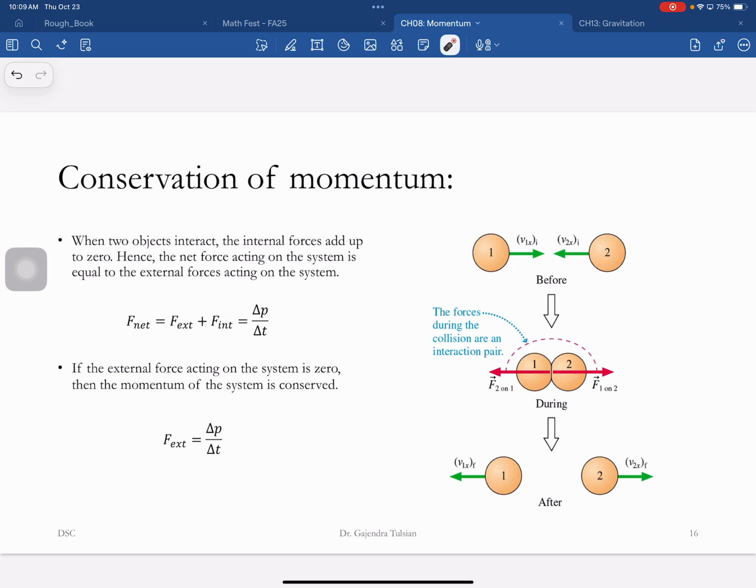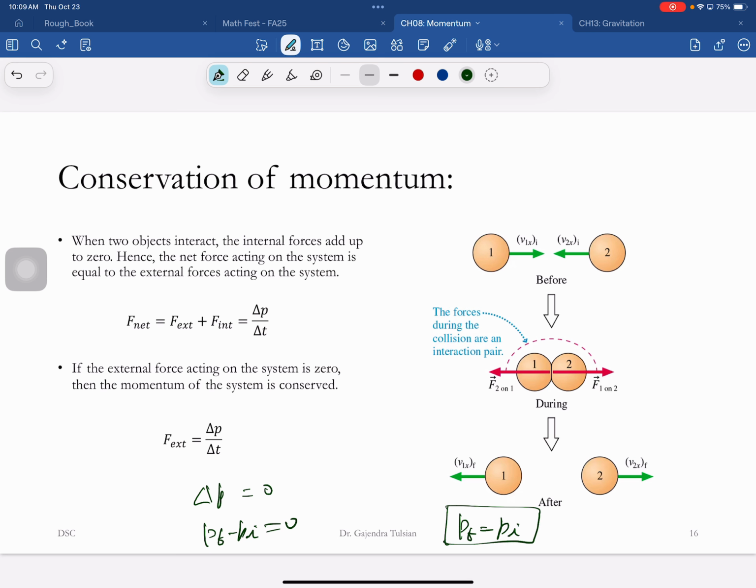So this amounts to external force equal to change in momentum divided by the time over which that happens. And so if there's no external force acting, then the change in momentum has to be zero. That means P final minus P initial equals zero, so P final equals P initial. That's what happens in a collision.